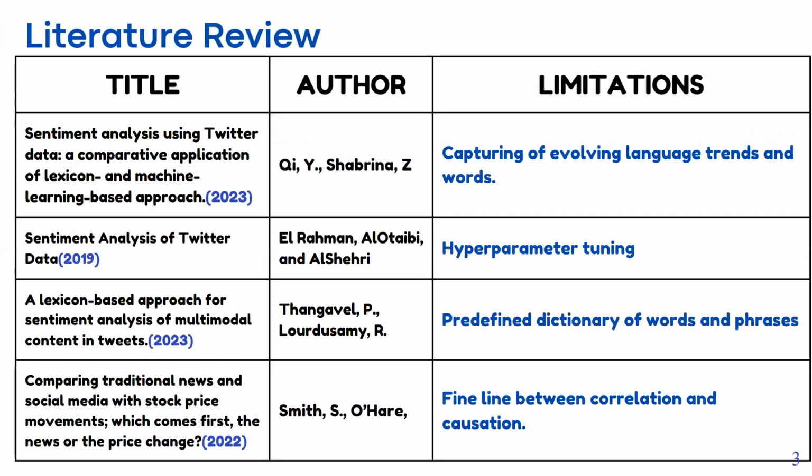So before we get into what I actually researched, I would like to give you a brief overview of the 4 papers that I found limitations in. Of all the papers that I found on sentiment analysis, there were a few whose limitations I have tried to overcome in my paper. In the paper titled Sentiment Analysis Using Twitter Data by QIY and Shabrina, there was a limitation of capturing evolving language trends. Then in another paper, there was a limitation of hyperparameter tuning, which causes overfitting of the model. In the research of the papers before, some predefined dictionary of words and phrases was used, and the new phrases and new words which are utilized today are not really taken into consideration.